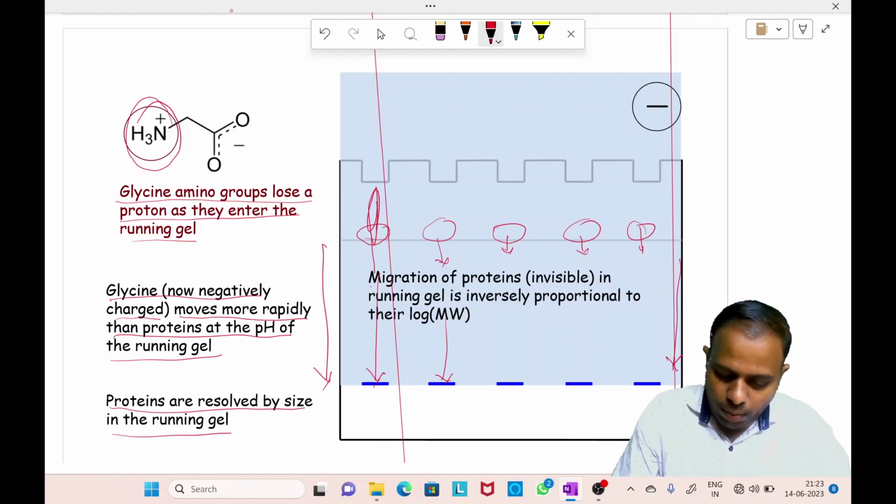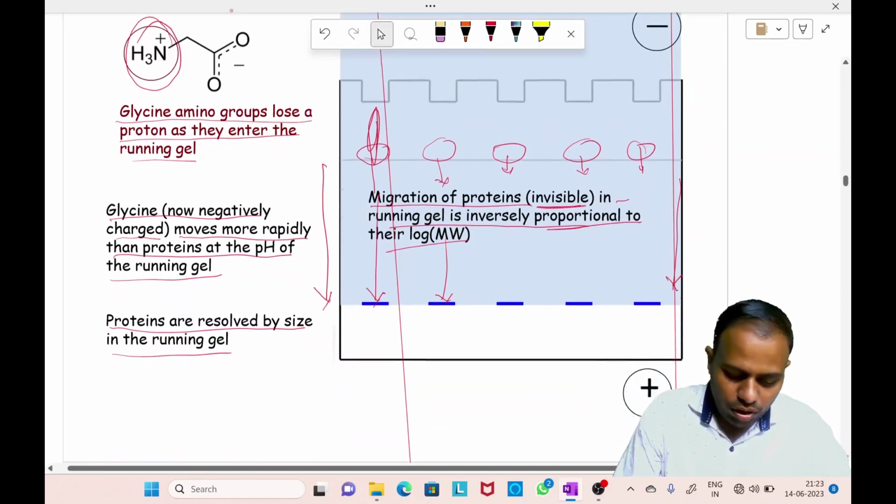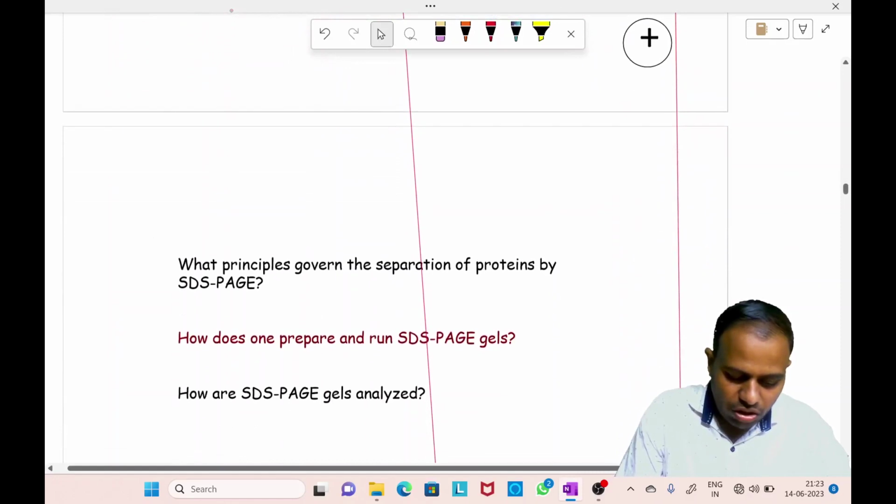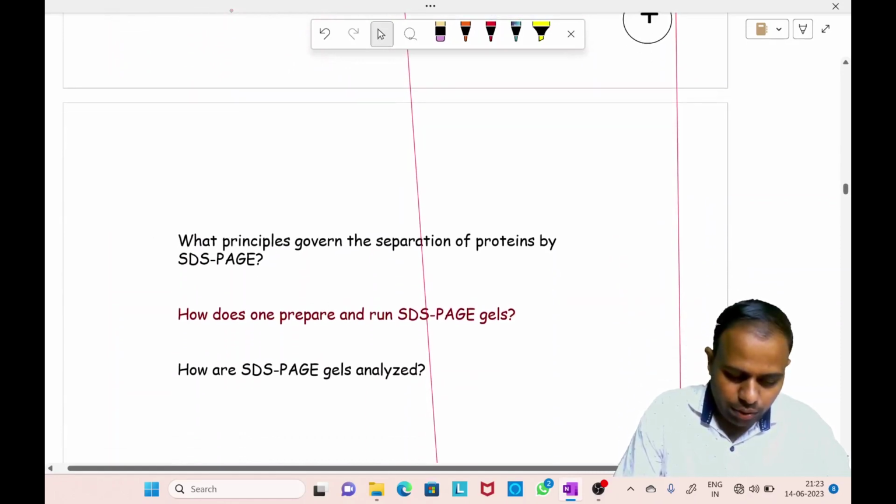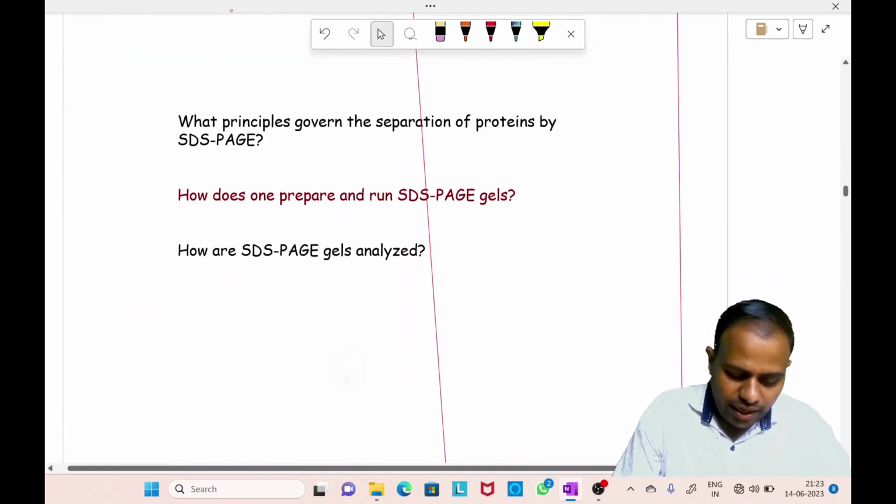Okay, so migration of protein that is visible in the running gel is inversely proportional to the log of molecular weight. Okay, the molecular weight's log, it is inversely proportional to that. Okay, so let's see how it happens.